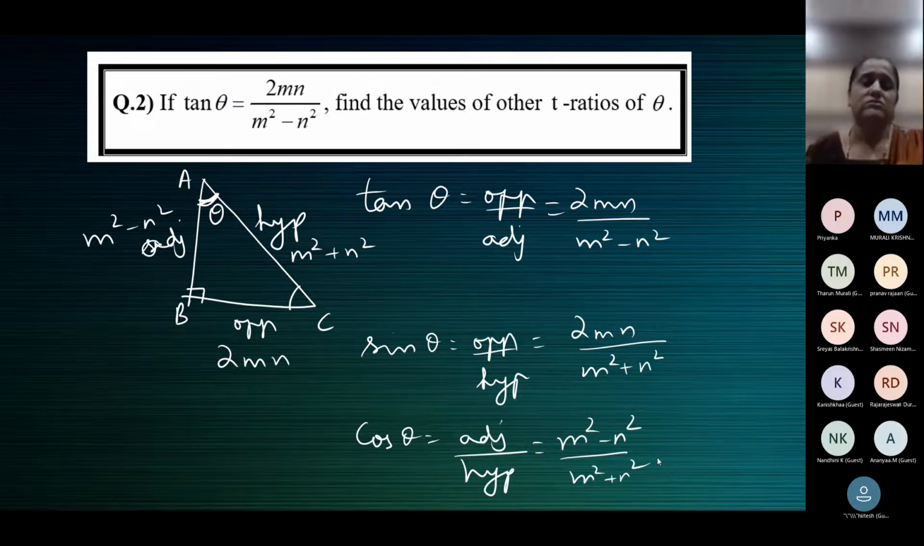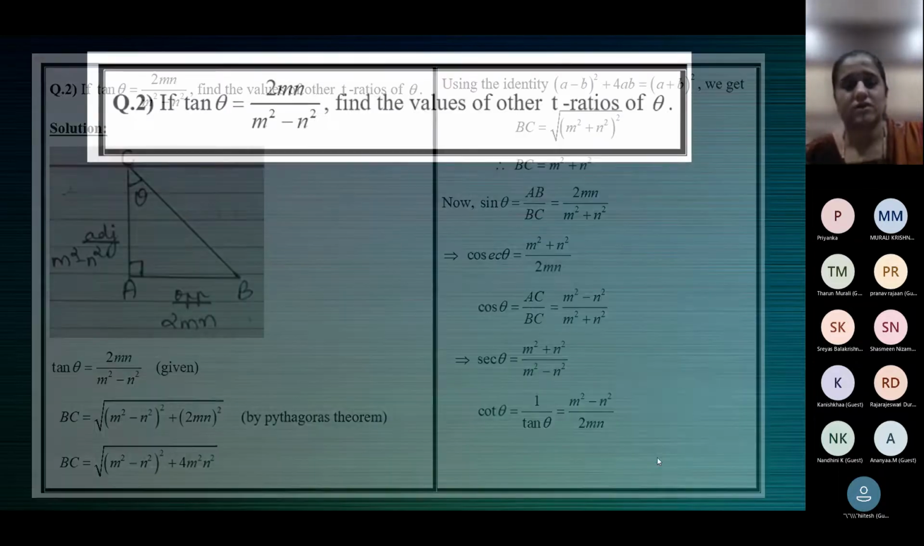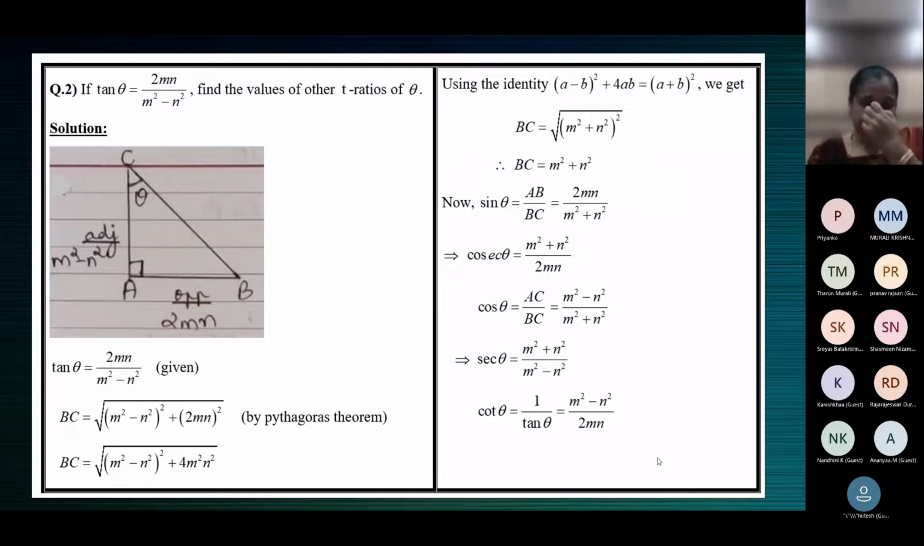So what? You're given one T ratio. Use the T ratio and fill the sides in the right triangle. The third side you find using Pythagoras theorem. Now you have values for all the three sides. Find the other T ratios. That's all. Write down, children.